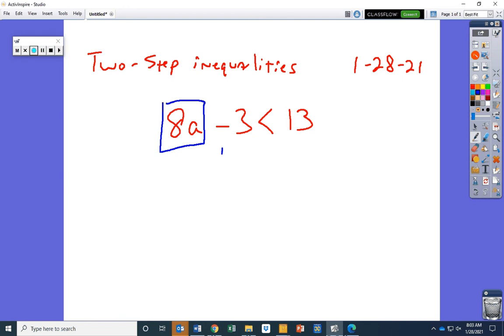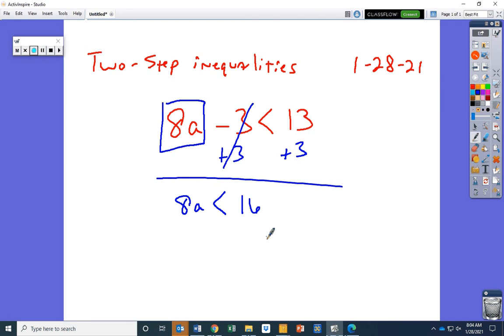And if we add 3 to this side, we must also add 3 over here. Agreed? What happens to these? Cancel. Okay. And then I bring this down. So 8a. Do I need to flip my inequality here? No. Okay. What's 13 plus 3? 16. Okay. Now, all we've done is change this into a one-step.